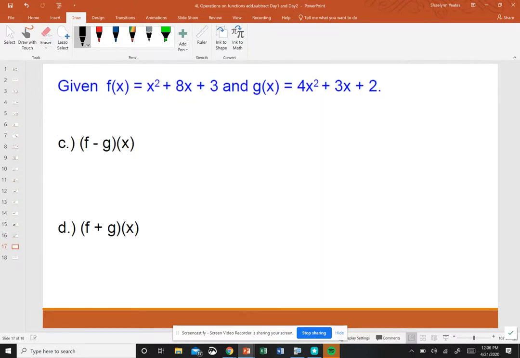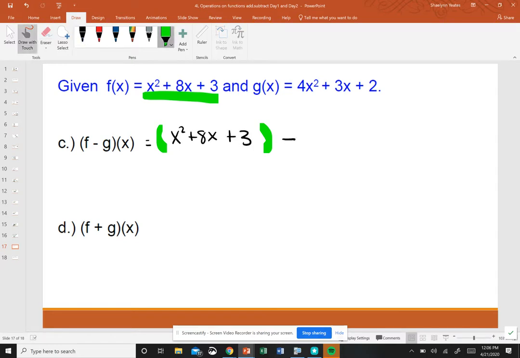All right, so now we've got one last problem. Notice these both have x squared, so that just means that we have more x squareds to consider. So this one we're going to do f minus g. So we're going to take our f function. So in our f function, we have x squared plus 8x plus 3. And we're going to subtract our g function, which is 4x squared plus 3x plus 2.